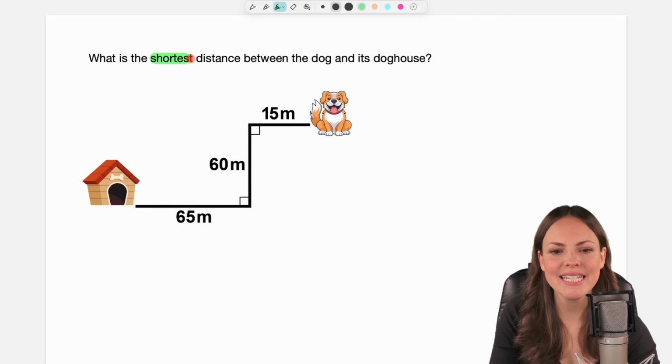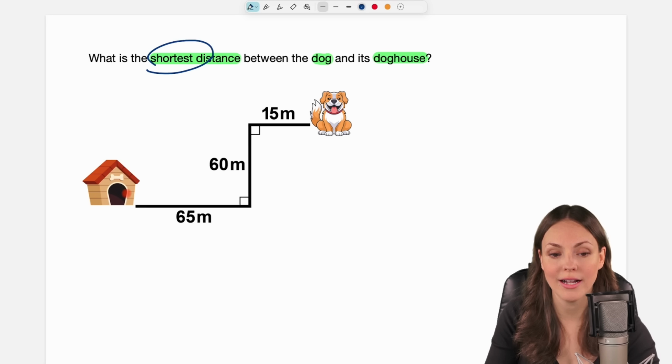What is the shortest distance between the dog and its doghouse? We have the dog here, its doghouse here. We are given the length of this part, and of this part. We have a right angle here, and we have to find the shortest distance between the dog and its doghouse. So the direct distance.